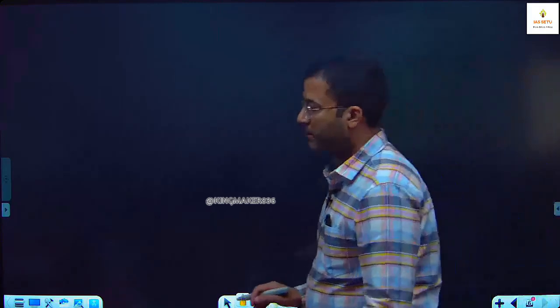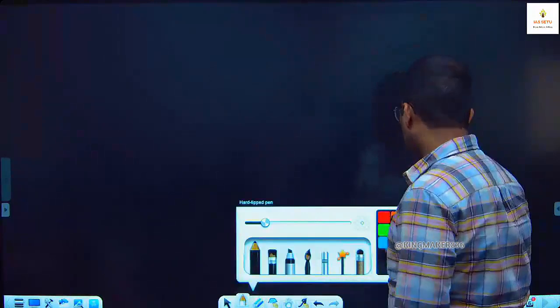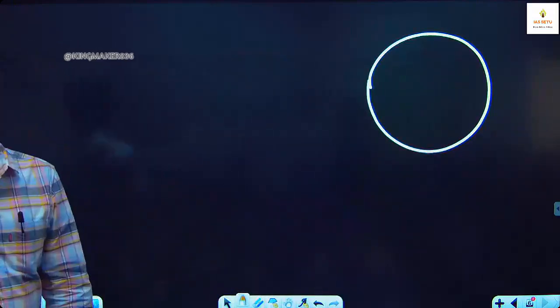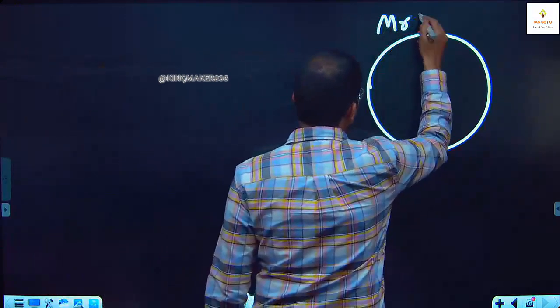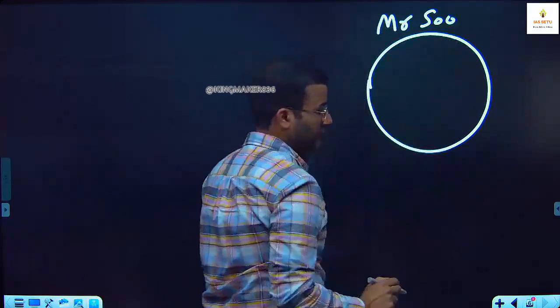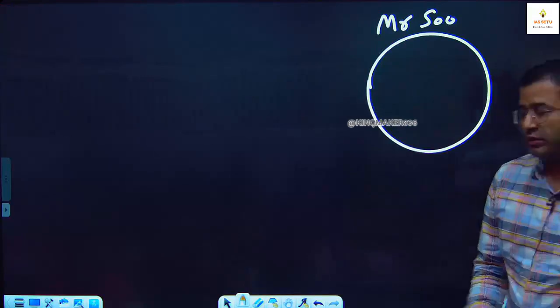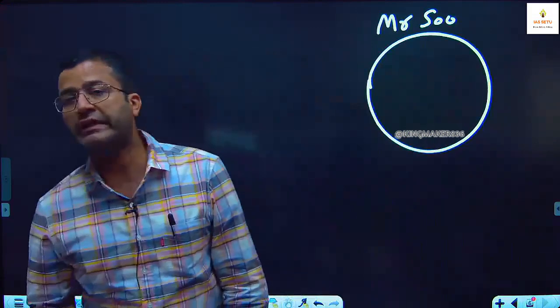So now here, the most important thing for the percentage topic is the percentage fraction table. What is this? Circle. This is one cake, a circle shaped cake. And here we have one Mr. Su. He is alone. So what he will do, he will eat this cake alone.